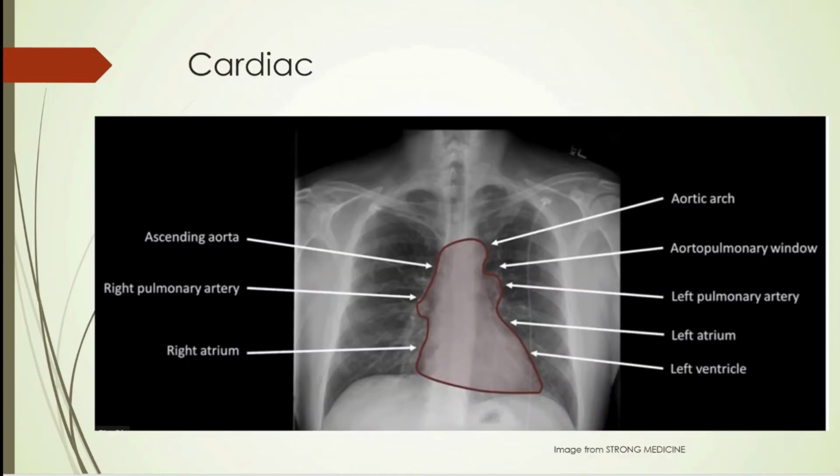And here's a little picture kind of showing you the aortic arch. This is the aortopulmonary window. It's a little space right here that you can see. Pulmonary artery, and then down here, of course, is the left atrium, left ventricle. On the patient's right, you only see the right atrium right here. This is where the right pulmonary artery is, and of course, the ascending aorta is over here. Usually, you can't see it. At least I can't. Radiologists can, but they're magicians. It's witchcraft, I tell you.